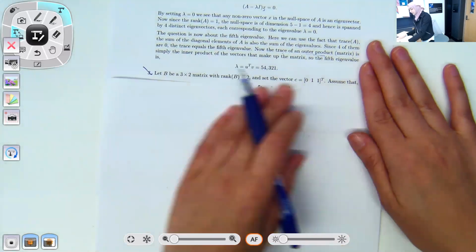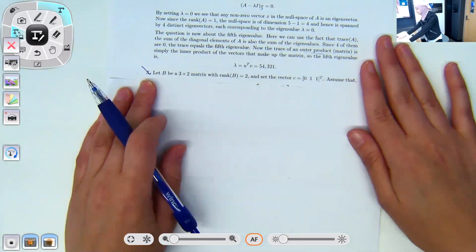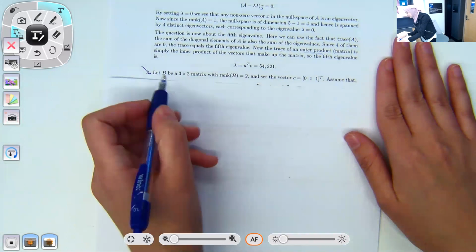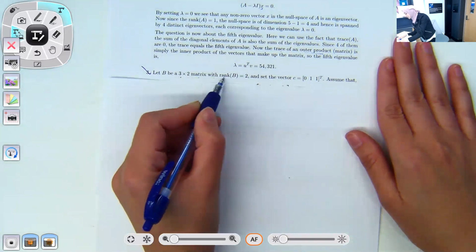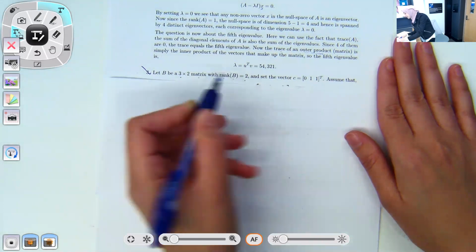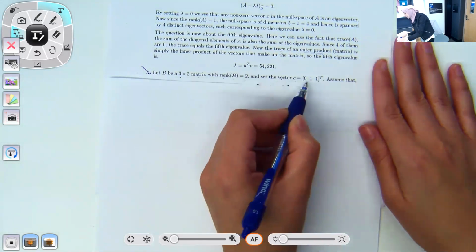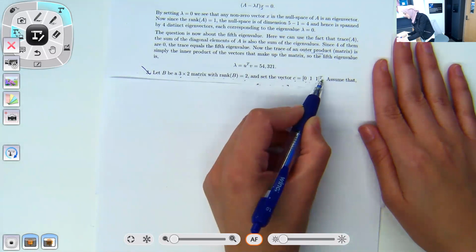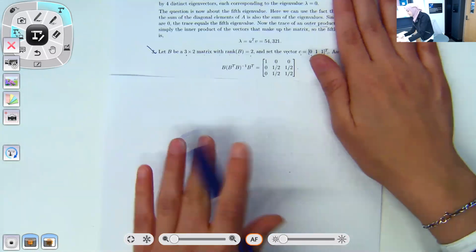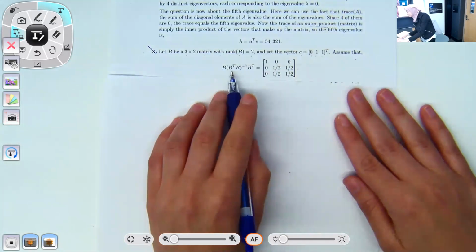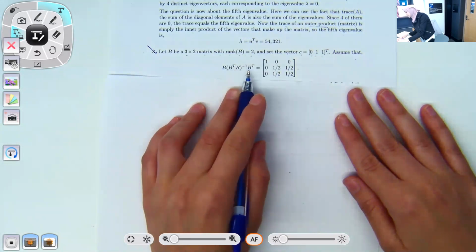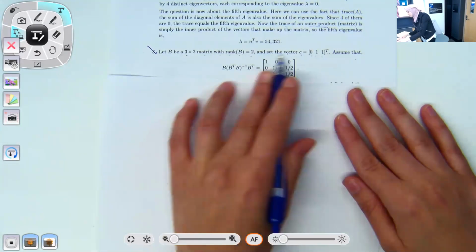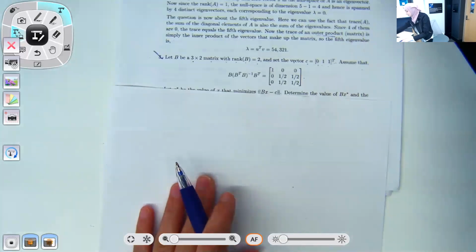Now let's move to the third part. In the third part, they ask: let B be a 3 times 2 matrix with rank of B equal 2, and set the vector C equal to (0, 1, 1) transpose. Assume that B multiplied by (B transpose times B) inverse, multiplied by B transpose equals this matrix. We need to find two things.